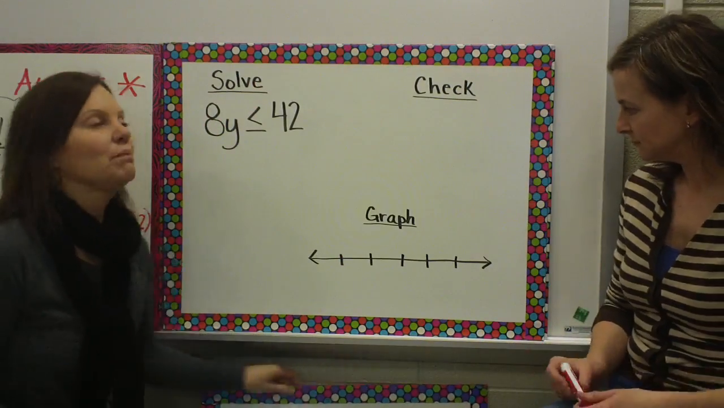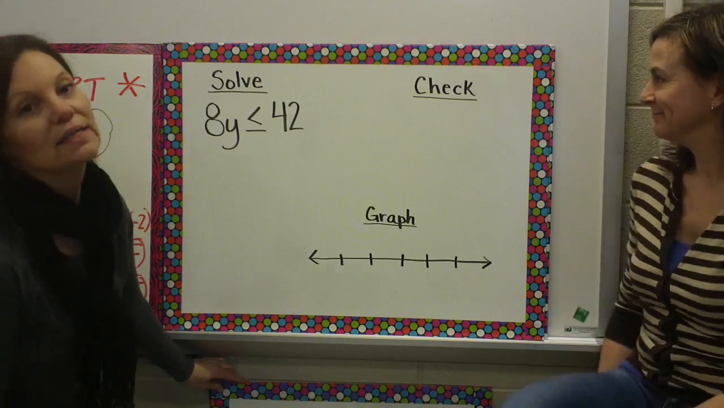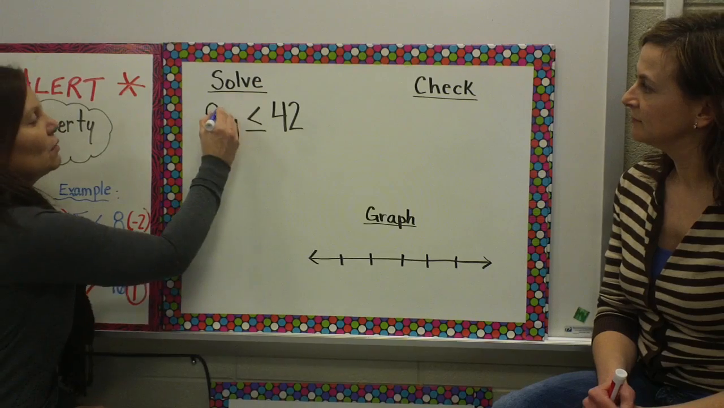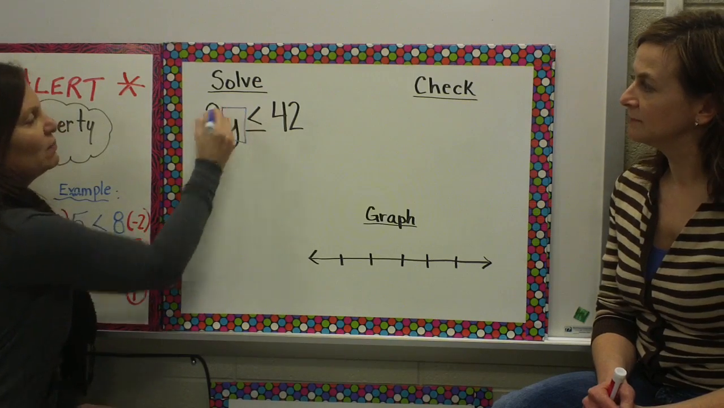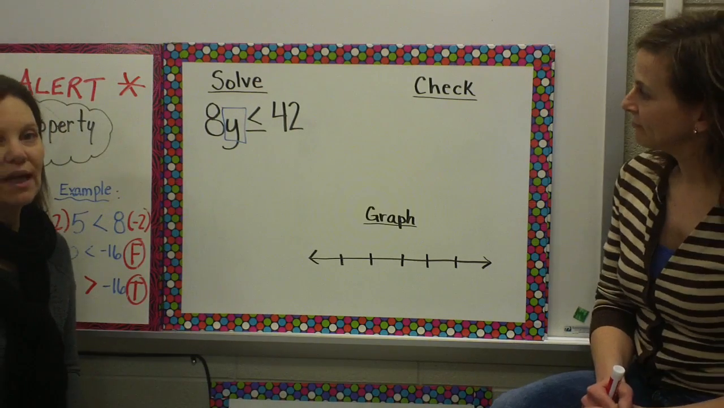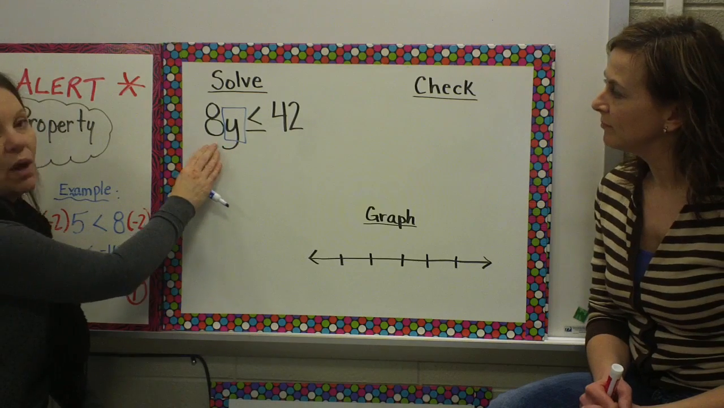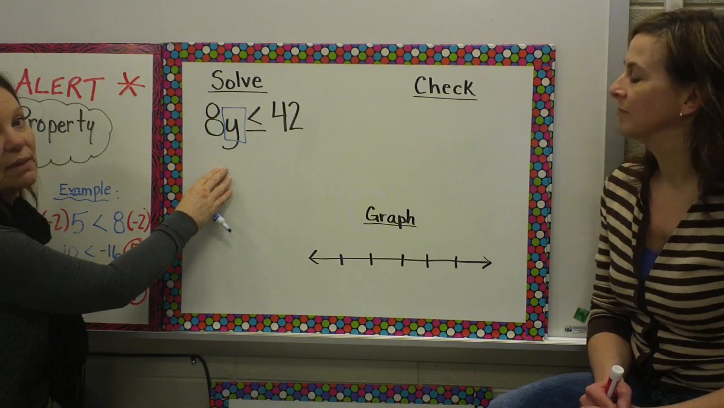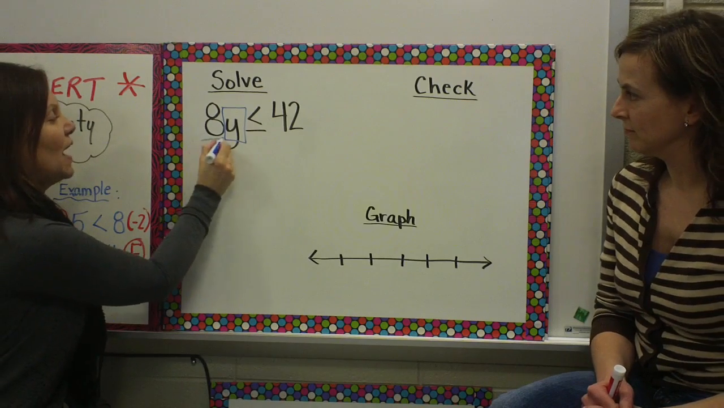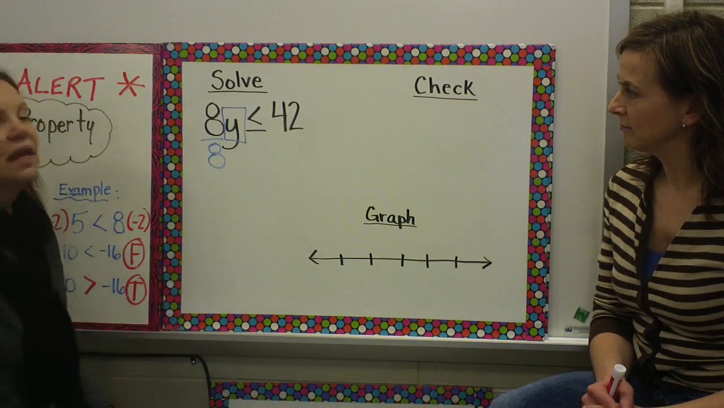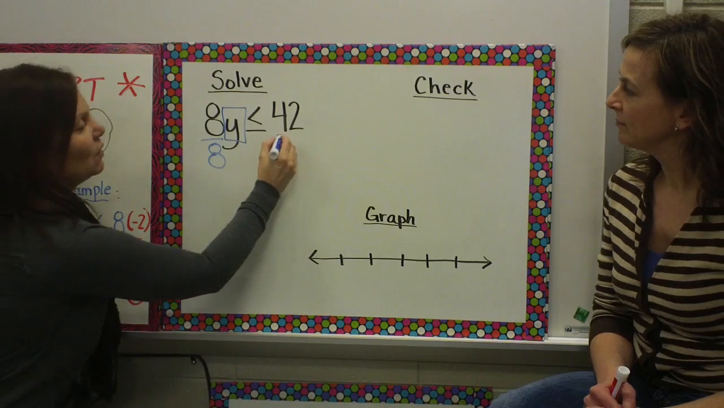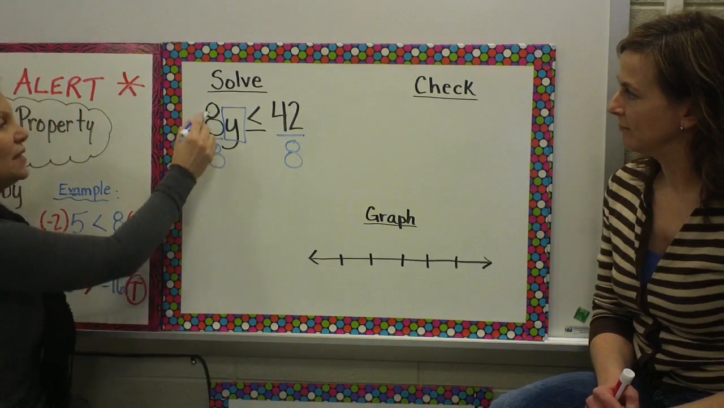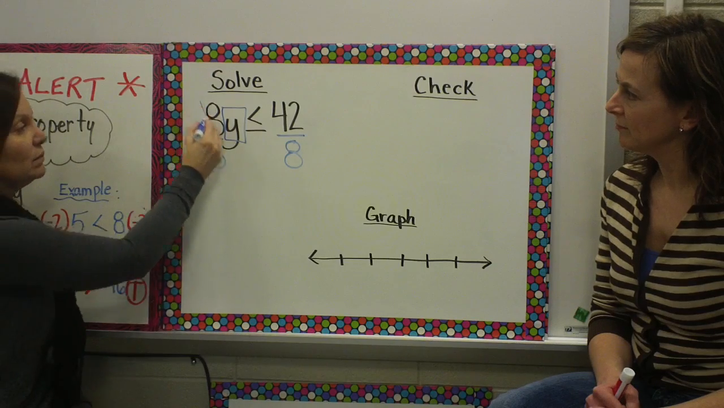Here's our first example. 8 times y is less than or equal to 42. Remember, we want to isolate our variable and have our variable by itself. Our rule when we are multiplying a number with our variable is to divide by the same number. So I will divide by 8. And on the opposite side, I will also divide by 8. 8 divided by 8 is 1.